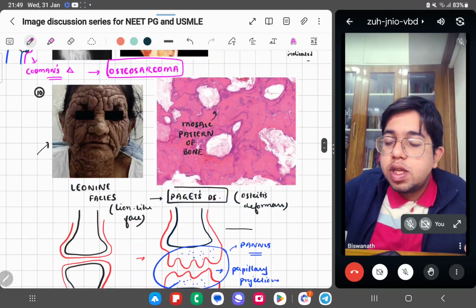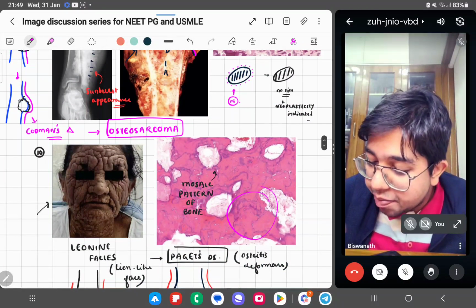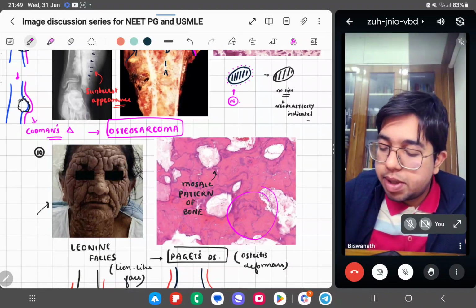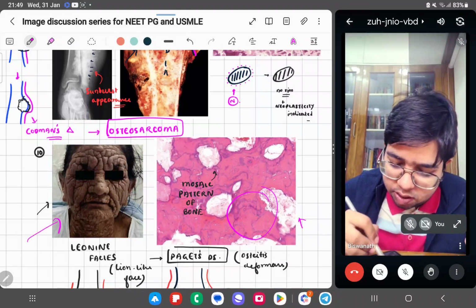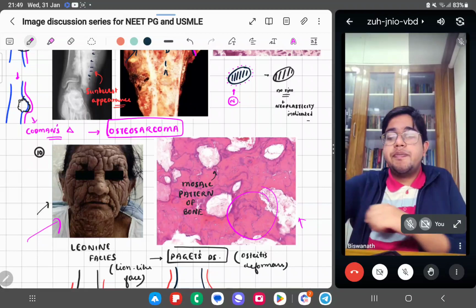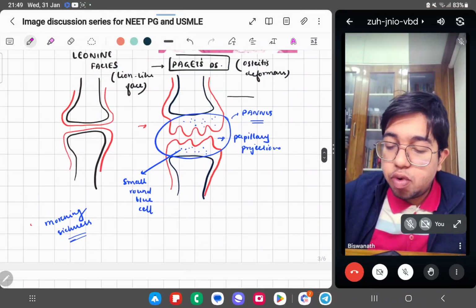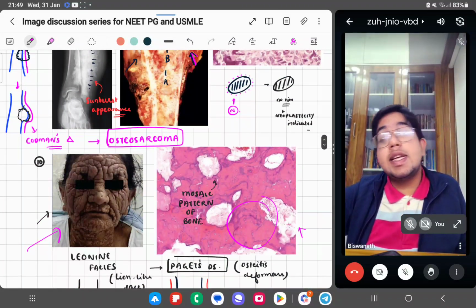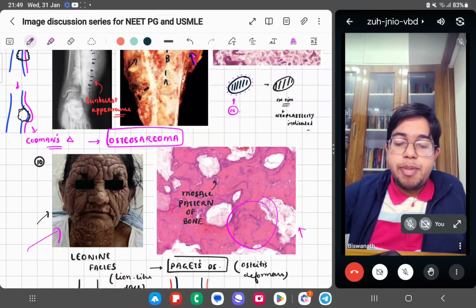This looks like a mosaic. You can observe this picture from Robbins, and this one is from the internet. So this is a mosaic pattern of bone, and it is associated with Paget's disease.